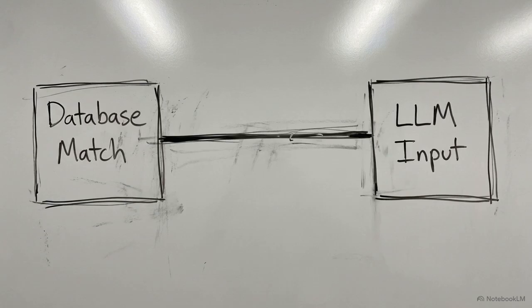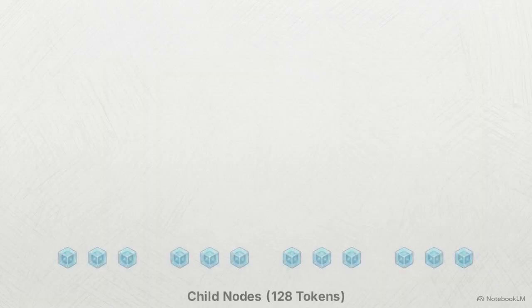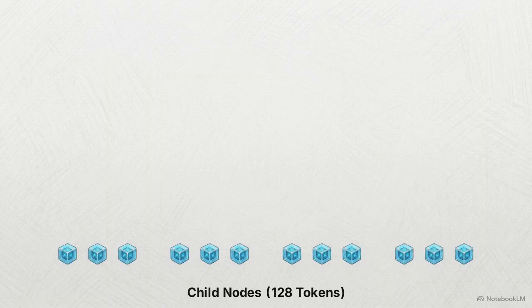Standard RAG design is limited by a single assumption. The exact chunk retrieved from the database must be the exact text passed to the LLM. The solution is hierarchical retrieval, also known as a parent-child or small-to-big architecture. This two-tier architecture starts with highly granular child nodes. These 128-token chunks are embedded and optimized strictly for crisp vector matching without the risk of semantic averaging.